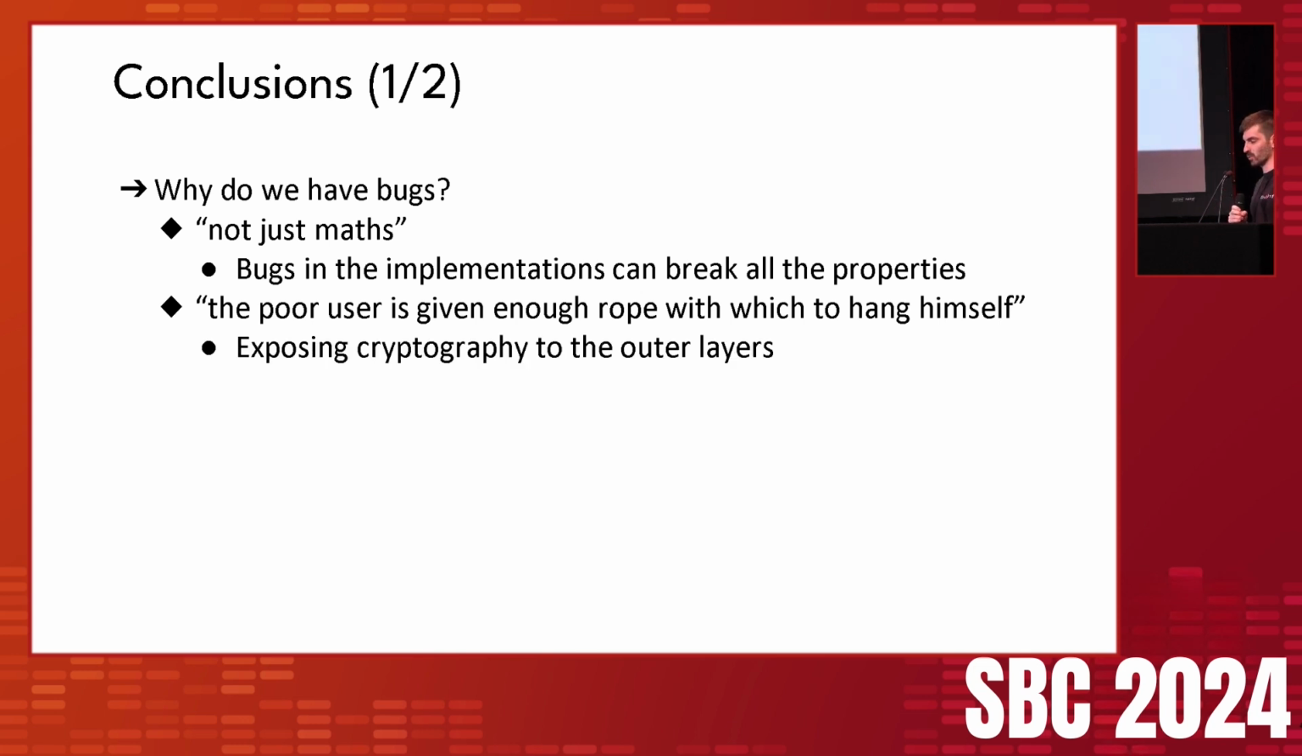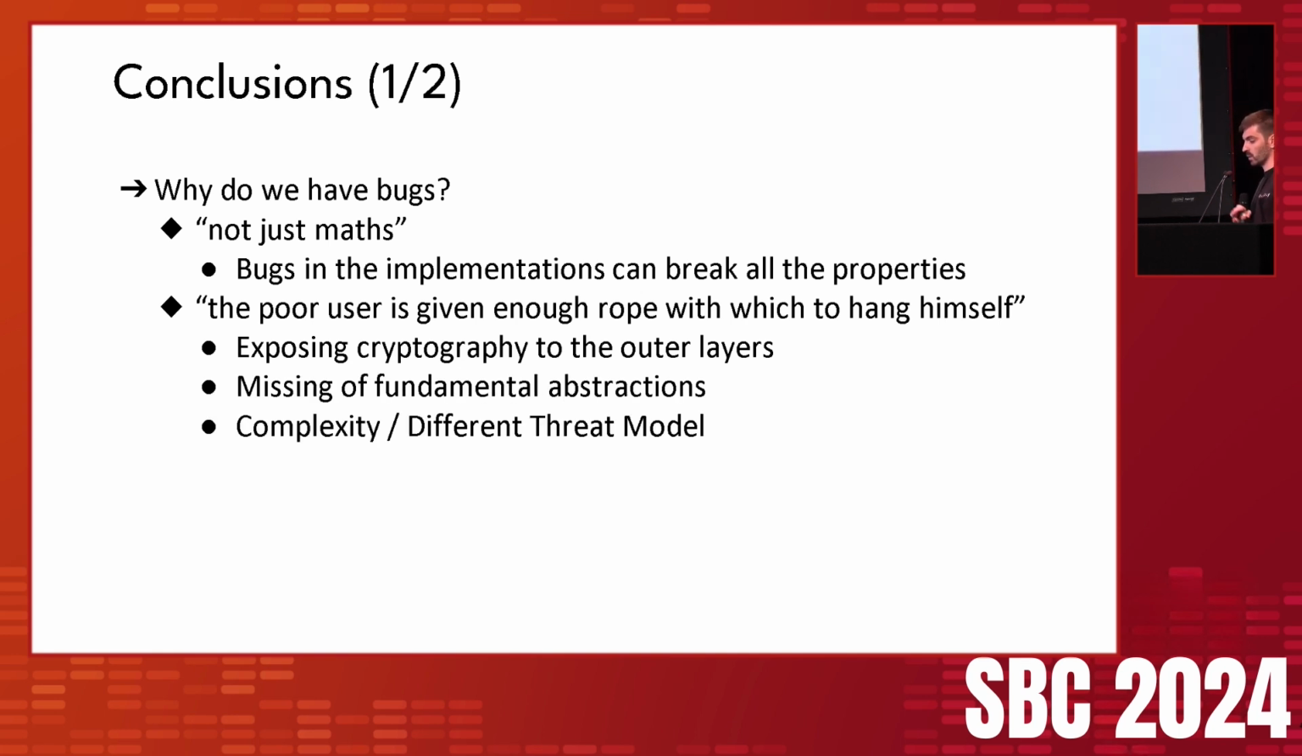And here I think the situation is even worse, because users are exposed to cryptography in the outer layers. So providing better abstractions is pretty critical to reduce the number of bugs we have in ZKPs. And also the complexity and the different threat model we have in ZKPs might lead to many vulnerabilities.